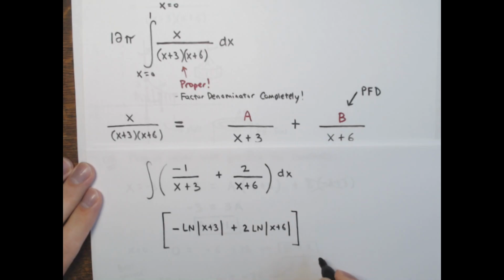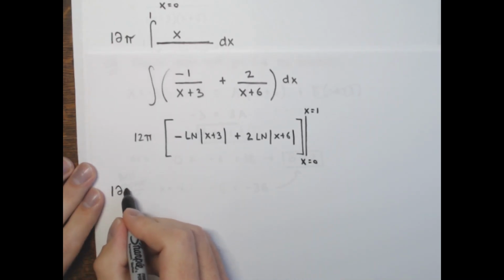And now I'll put the limits back. All right, we're going to multiply this by 12 pi when we're done. I had the 12 pi outside earlier. And now we're going x equals 0 to x equals 1. So I plug in 1 for x, I plug in 0 for x, and we subtract.